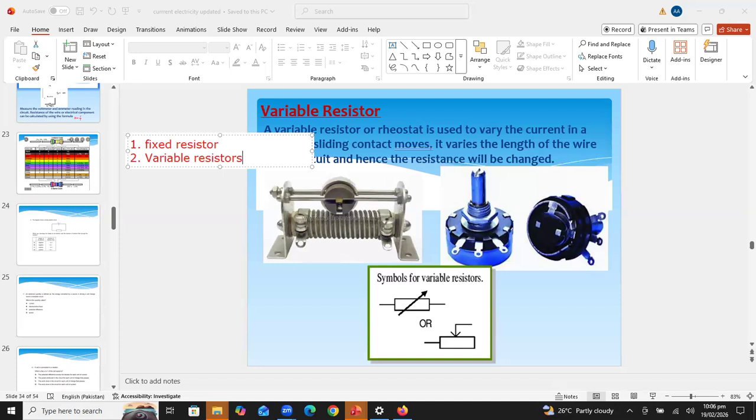Variable resistor is further divided into two categories. Number one is called rheostat. Rheostat is a very old component. Right now they are obsolete, and they are not that much included in your syllabus.